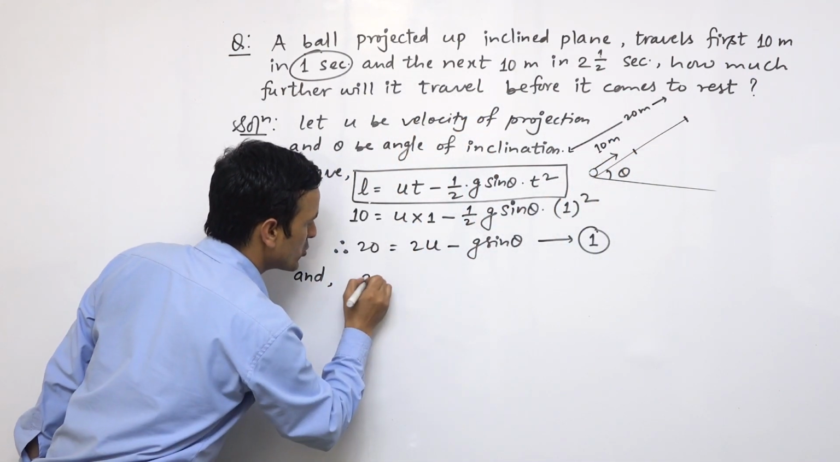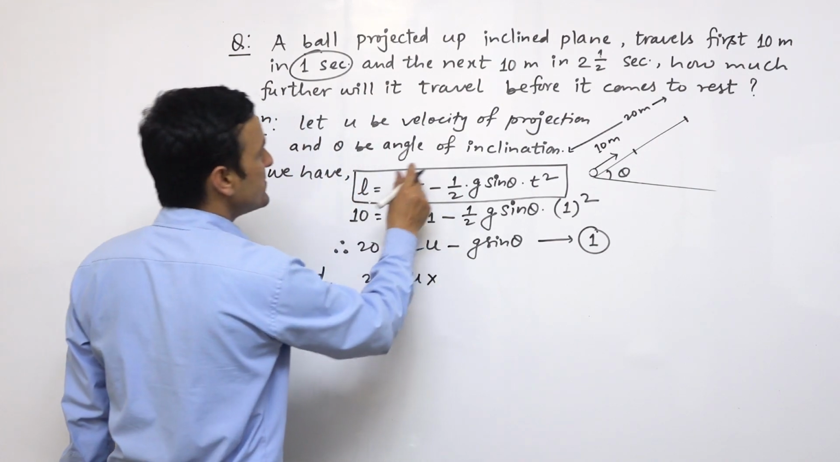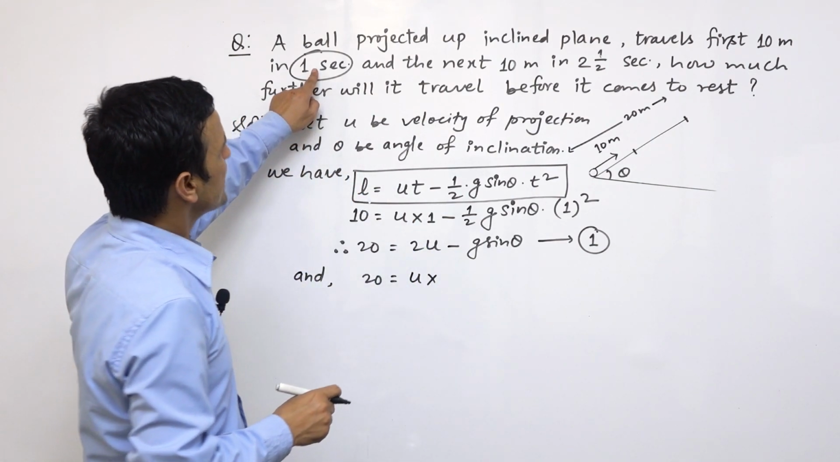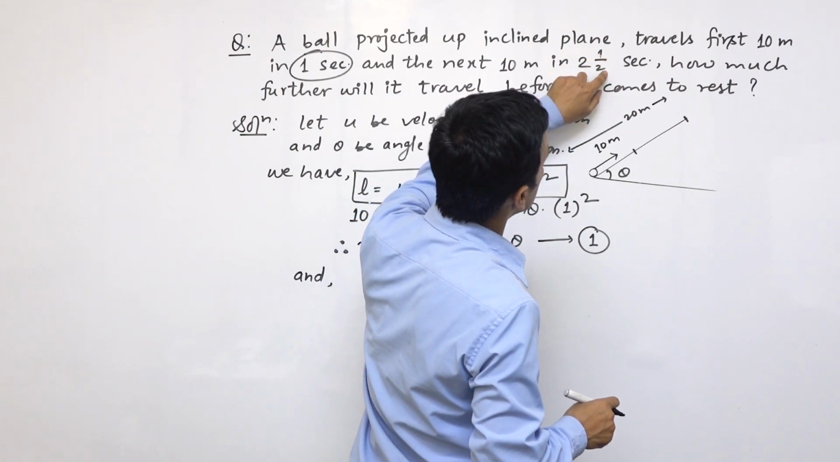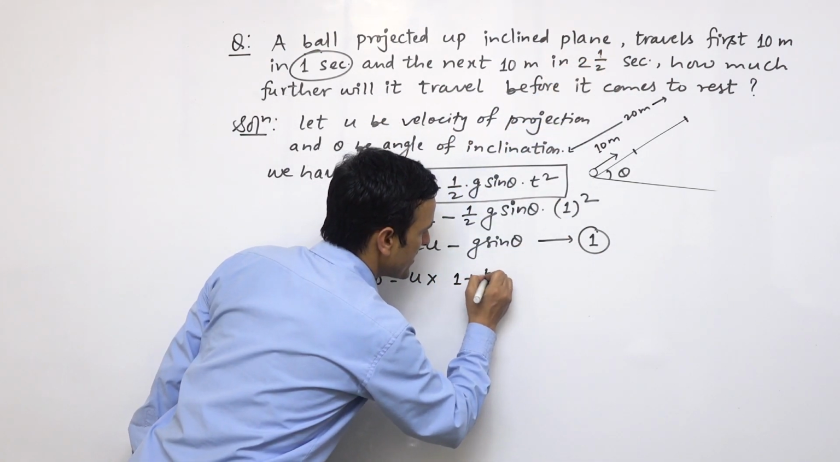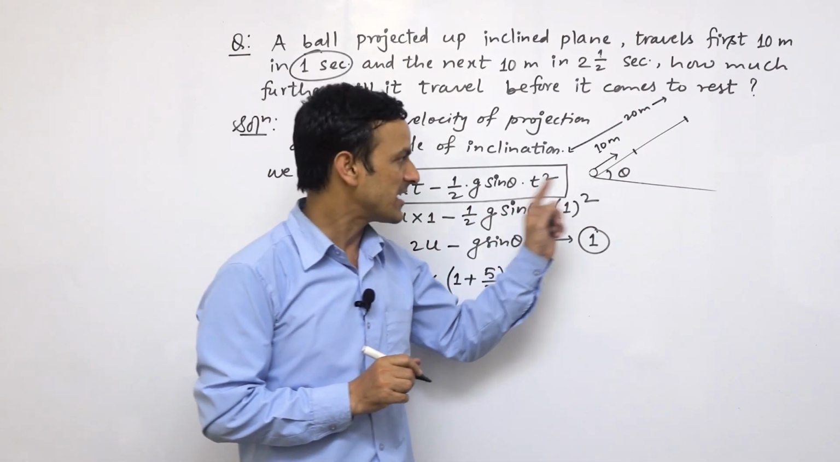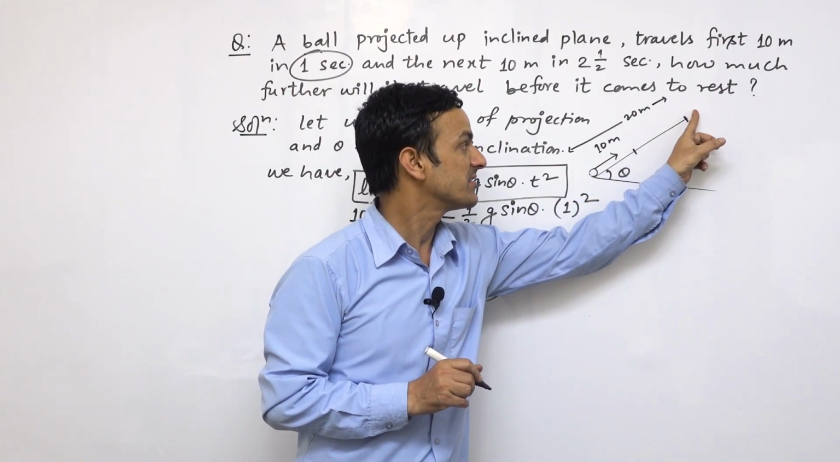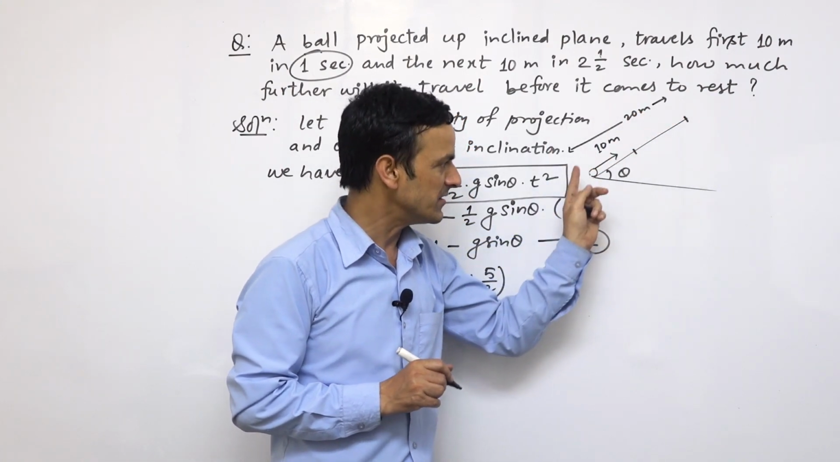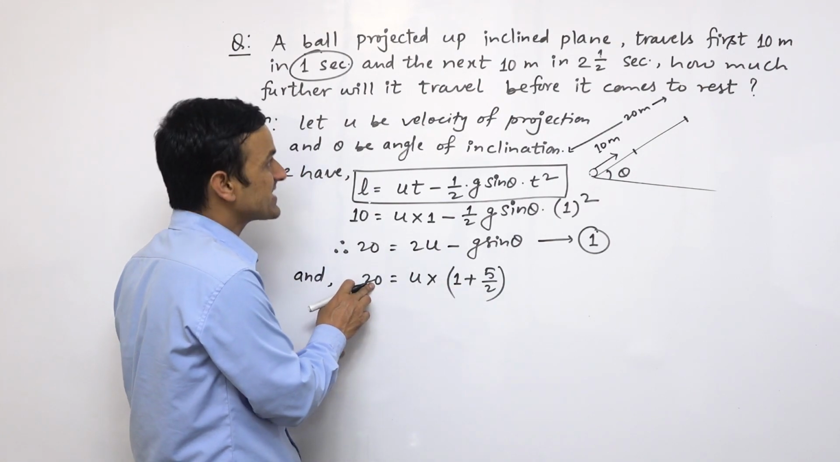So L is equal to 20 now, and u into t, where t is 1 second plus 5/2 seconds, so total time is 1 plus 5/2. This is the total time taken by that particle from here to here. So 1 second is also included, because it is total time and total distance.